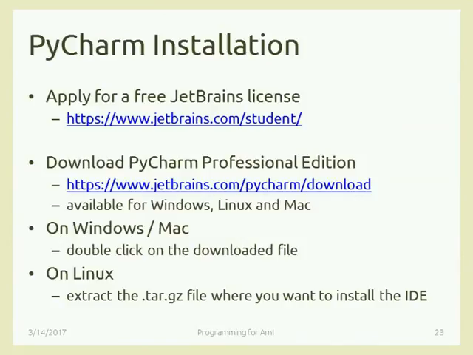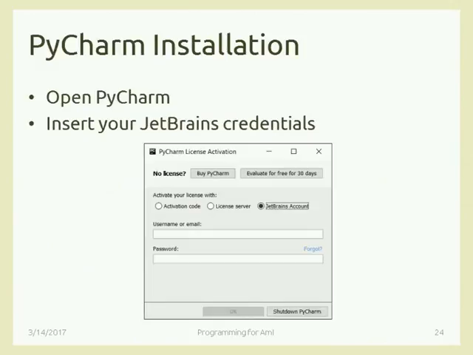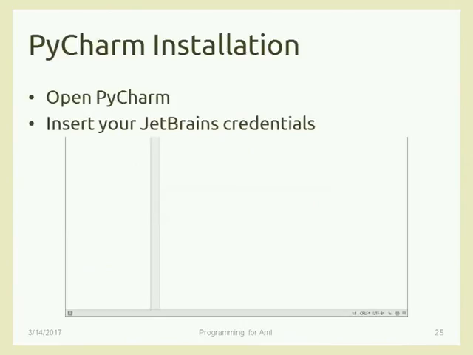And PyCharm is available for Windows, Linux, and macOS. On Linux, you have to extract the compressed file and put it where you want to install the application. On Windows, you have to double click on the downloaded file and then next, finish, and it will install it in the program file folder. While on macOS, it is a DMG file, so you have to take the application and move it in the application folder and it is installed without any other step. So, then you can open PyCharm and insert your JetBrains credential, and then PyCharm looks like this one.